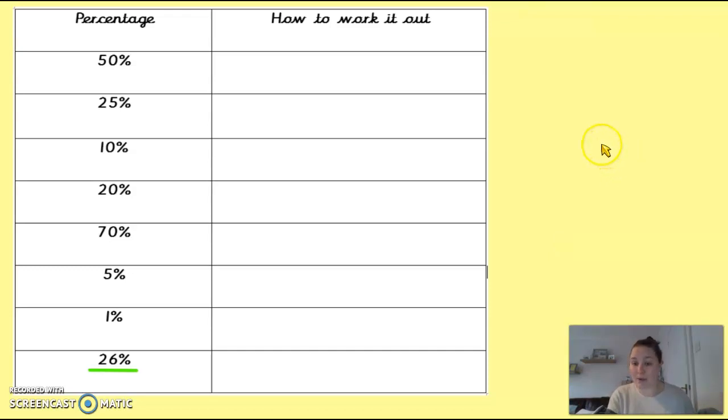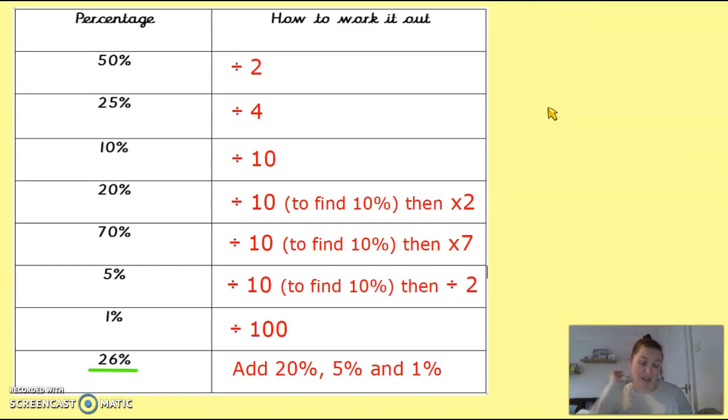Okay, hopefully you were able to get most of those. Don't worry if 26 was too much of a challenge, because it might have been. Let's have a look at the answers. So, to find 50%, we're dividing by 2. To find 25%, we're dividing by 4. To find 10%, we divide by 10. To find 20%, we divide by 10 to find our 10%, and then times that by 2. To find 70%, we divide by 10 to get our 10%, and then times by 7. To find 5%, we divide by 10 to get our 10%, and then divide by 2 because 5 is half of 10. To find 1%, we divide by 100.